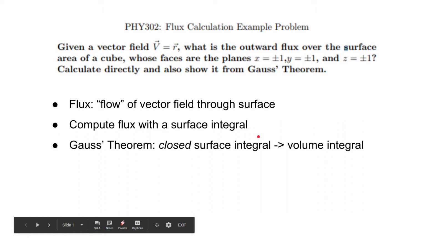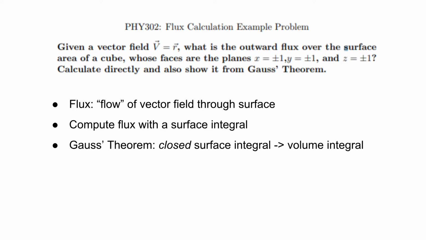Given a vector field v equals the position vector, what is the outward flux over the surface area of a cube whose faces are the planes x equals plus or minus 1, y equals plus or minus 1, and z equals plus or minus 1? Calculate directly and also show it from Gauss's theorem.